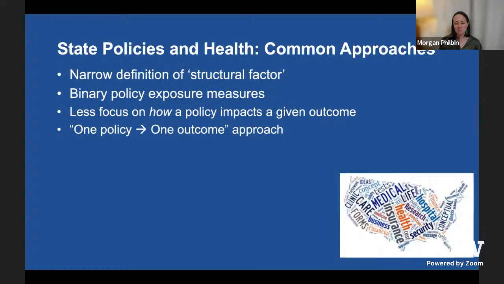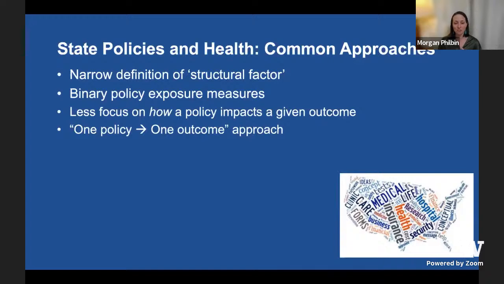And then lastly, much of the current policy research takes a sort of one policy, one outcome approach. So thinking about, again, how cannabis policies might affect cannabis use, or how a health insurance policy may affect care engagement for individuals who are undocumented. And while important, this often fails to capture two things. So first, policies often have unintended or spillover effects and can influence outcomes not directly targeted by that policy.